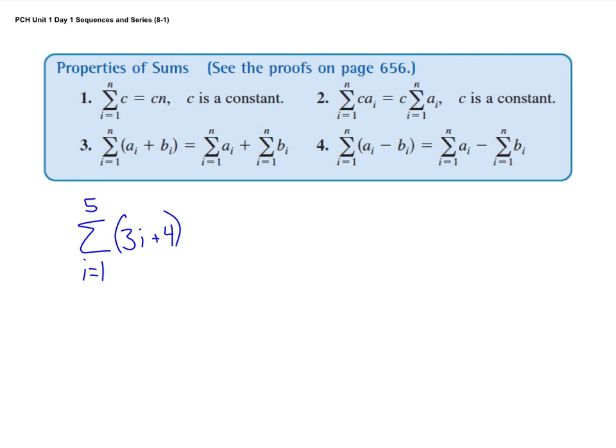If you have a constant, in other words, notice the index does not appear. It's not c_i or anything like that. It's just a constant. Then you just take that constant and multiply it by n. Okay? This is a nice one.